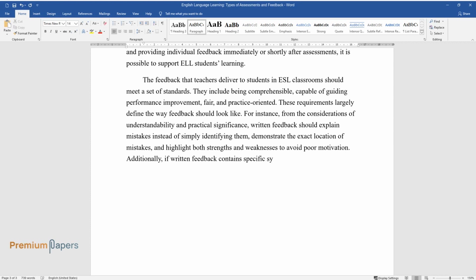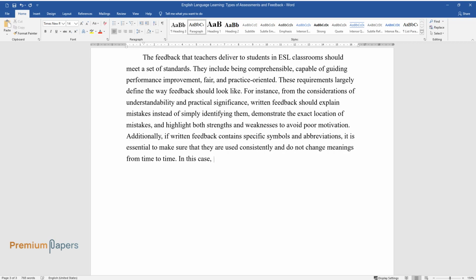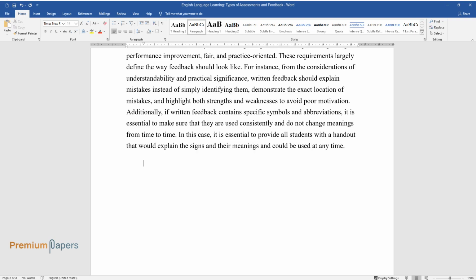Additionally, if written feedback contains specific symbols and abbreviations, it is essential to make sure that they are used consistently and do not change meanings from time to time. In this case, it is essential to provide all students with a handout that would explain the signs and their meanings and could be used at any time.